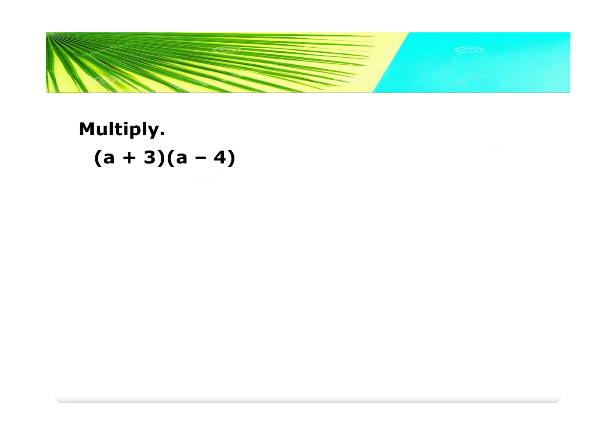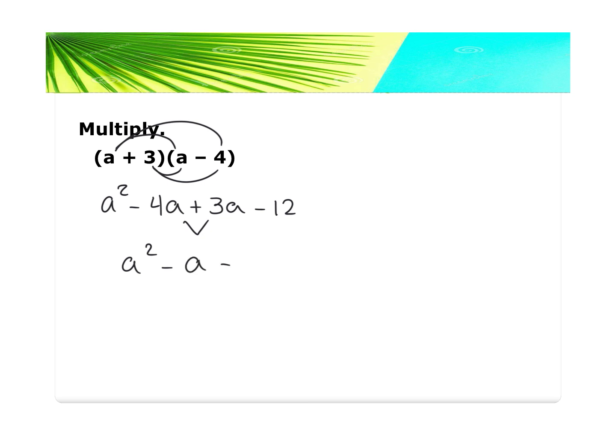So I'm going to go ahead and multiply this a times the a to give me a squared, the a times the -4 to get -4a, the 3 times the a to get 3a, and the 3 times the -4 to get -12. Again, I can combine these two terms, so I'm going to get a squared minus a minus 12 as our final answer.